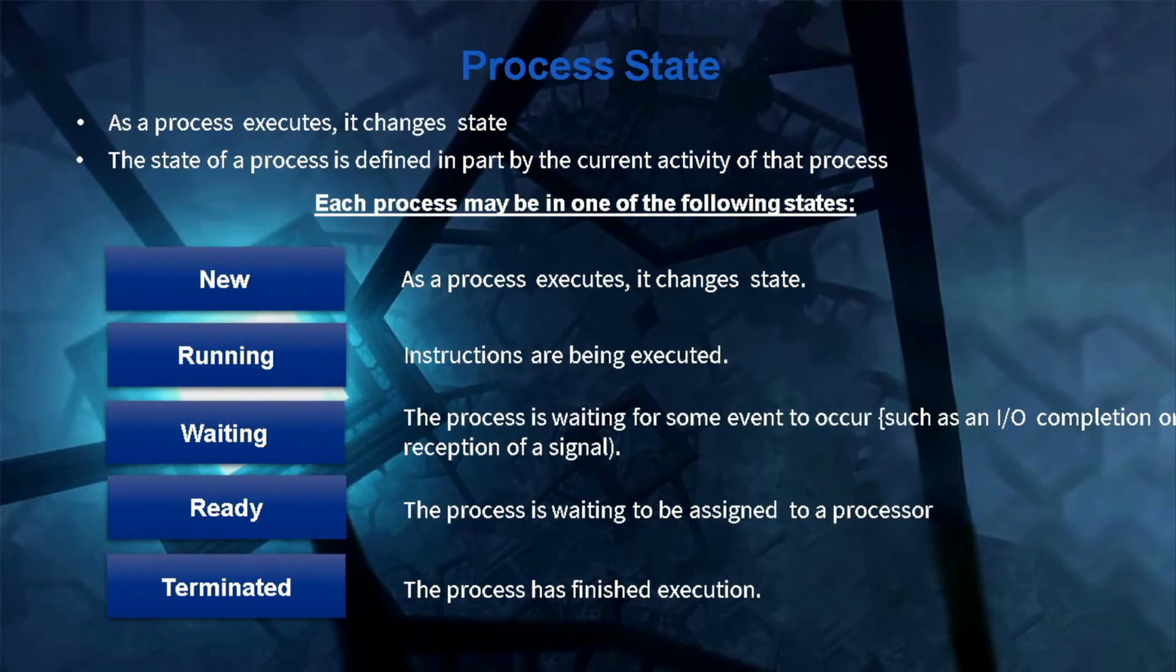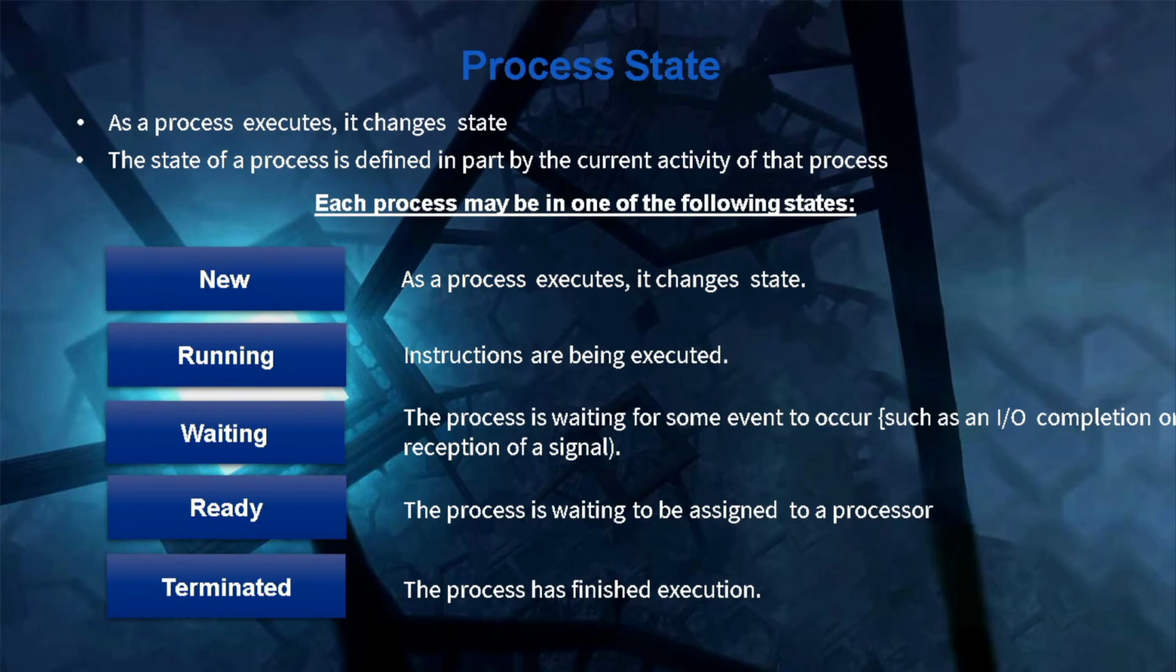So now we're gonna talk about the process state. As a process executes, it changes state. The state of a process is defined in part by the current activity of the process. Each process may be in one of the following states. Here in the process state, we have the new.